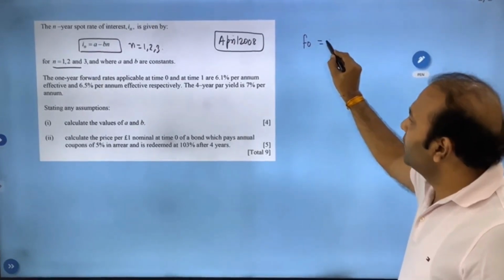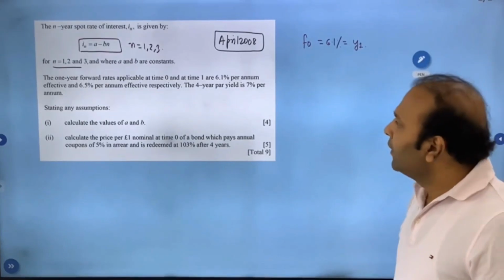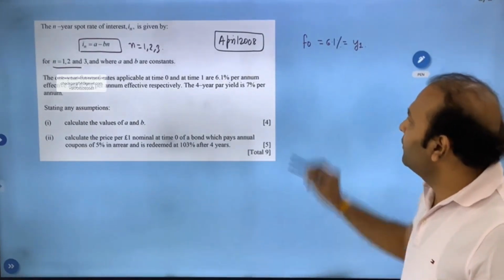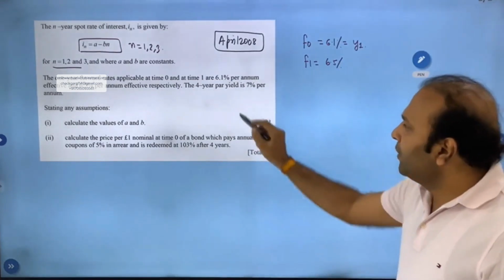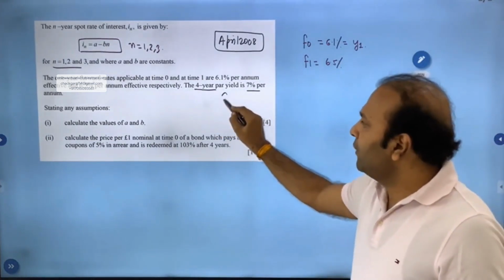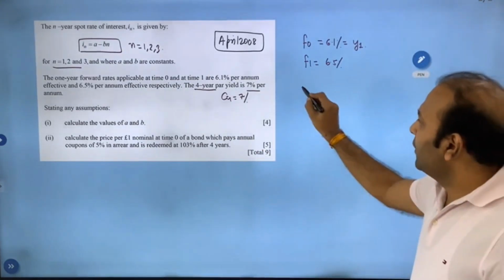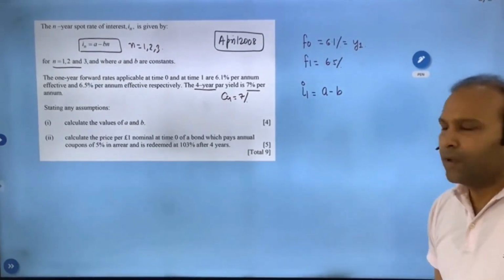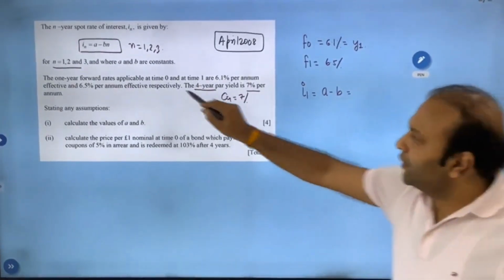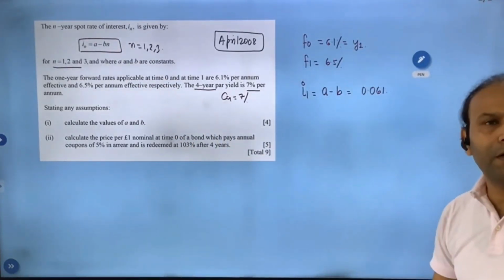The 1 year forward rate applicable at time 0, that is F0, is 6.1%. So, class, F0 is nothing but Y1 only, right? And 6.5% per annum is F1. So class, 6.5% F1 we are given. The 4-year par yield is given as 7%, so class, C4 is 7%. Calculate the value of A and B. So class, I1 is equivalent to A minus B, or A minus B, because N is 1 here, or Y1 is 0.061, right class?